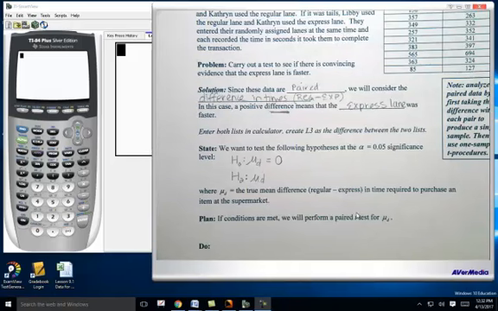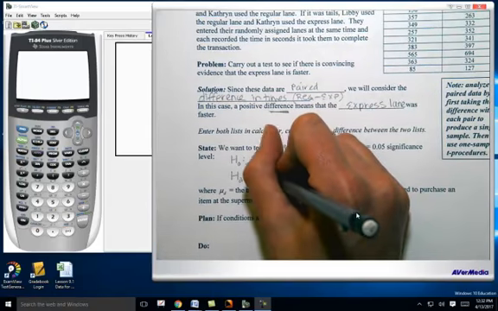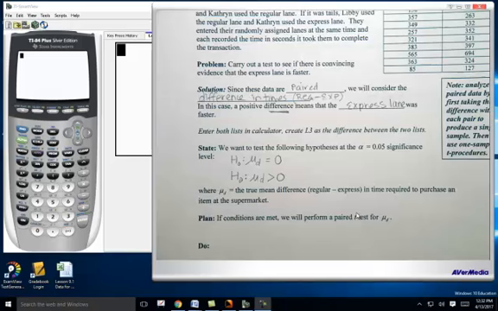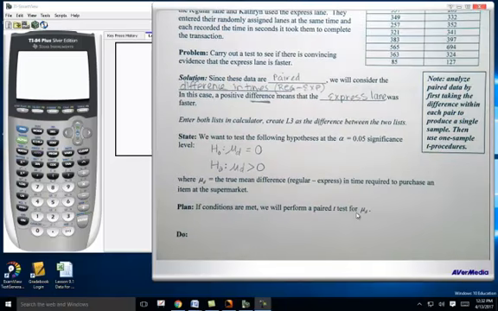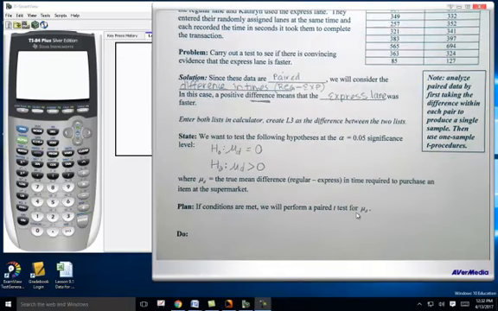My alternative hypothesis, what I'm trying to test, is do I have significant evidence that the express lane is faster? That means a positive difference. So the difference has to be greater than 0, the way that I wrote this question. Now, Aaron chose to do regular minus express. What if we had done express minus regular? Then we would be looking for a negative difference, and so this alternative hypothesis would be less than 0.